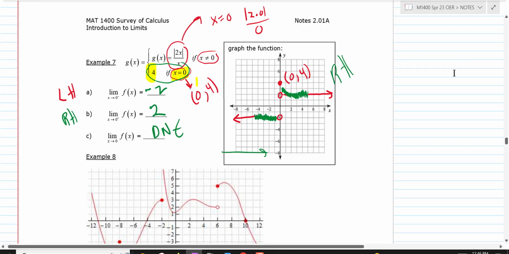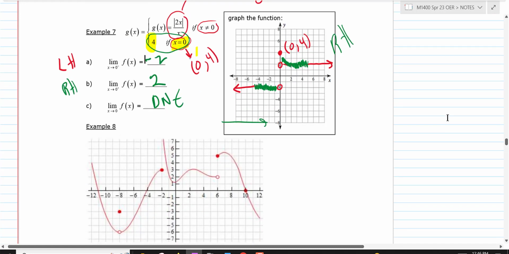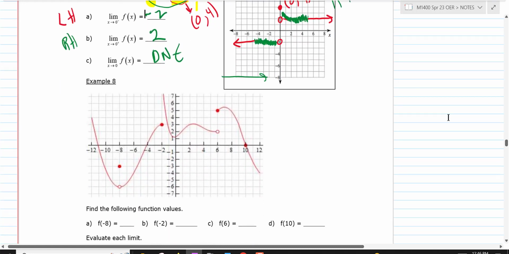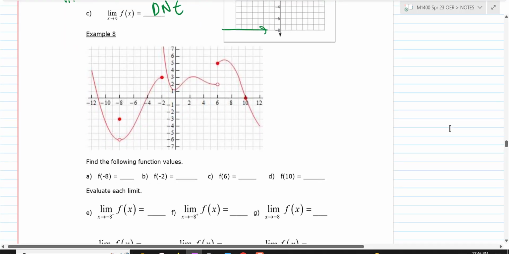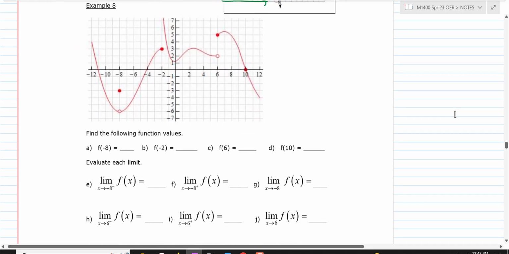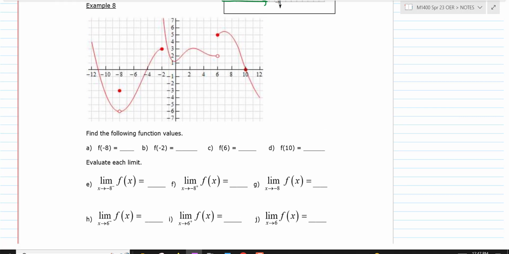Let me go ahead and do this example 8. I'm going to work a little bit longer before I give you a break. We're kind of out of the graphing realm now. Graphing is a good way to introduce students visually to the idea of what a limit is. Now I'm going to give a graph and we're going to see how many of these limits we can figure out.